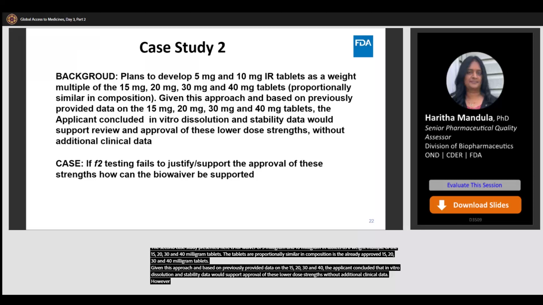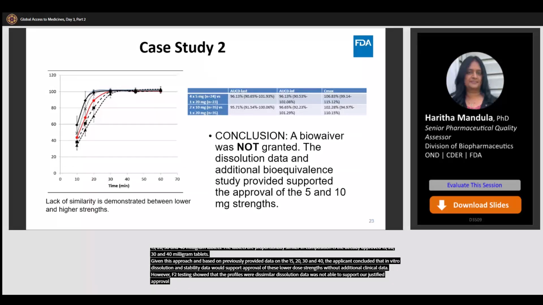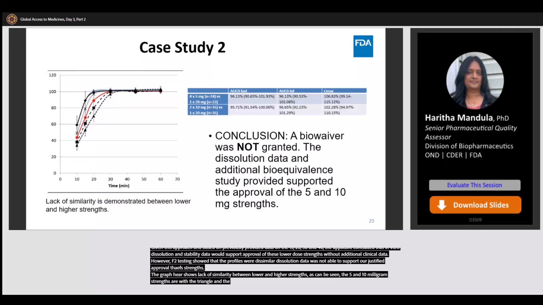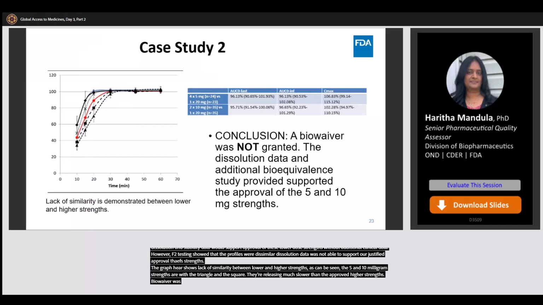However, F2 testing showed that the profiles were dissimilar and dissolution data was not able to support or justify the approval of these strengths. The graph here shows lack of similarity between lower and higher strengths. As can be seen, the 5 and 10 milligram strengths are with the triangle and the square. They are releasing much slower than the approved higher strengths. A biowaiver was not granted based on similarity factor assessment, and the applicant was asked to conduct a bioequivalence study.